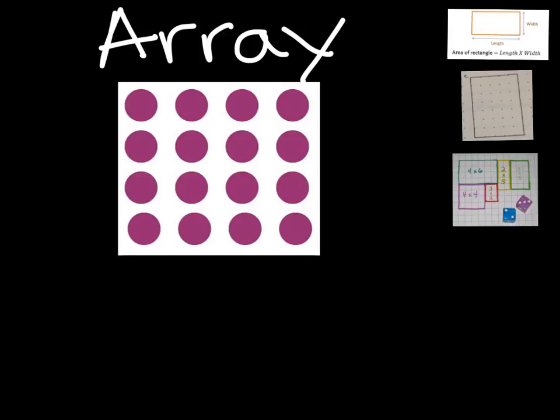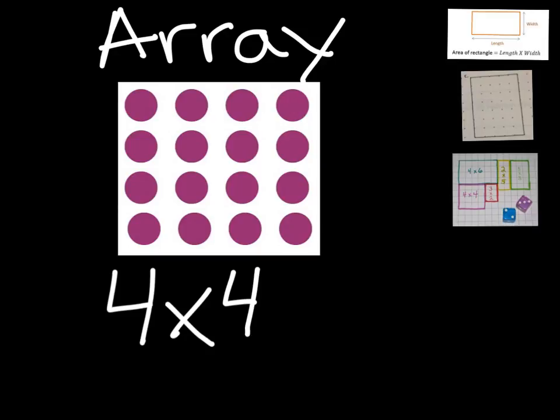We all know about arrays. Arrays are pictures that help us understand a multiplication problem. This particular array shows us 4 times 4. And we can see that because we can count 1, 2, 3, 4, and 1, 2, 3, 4.